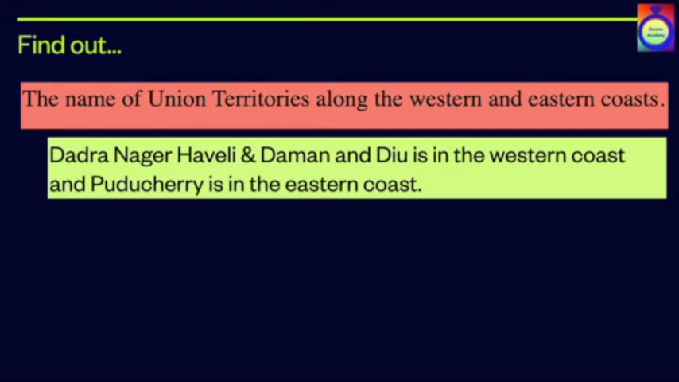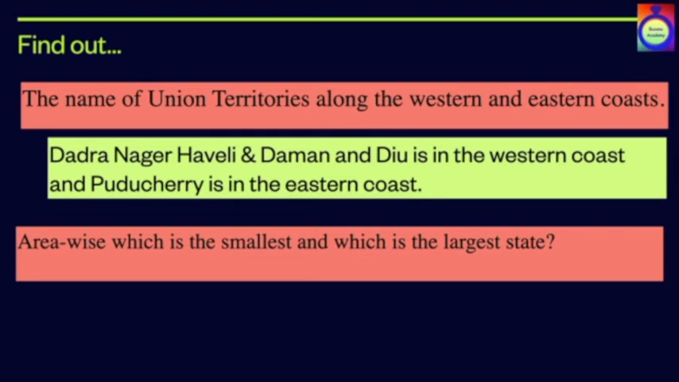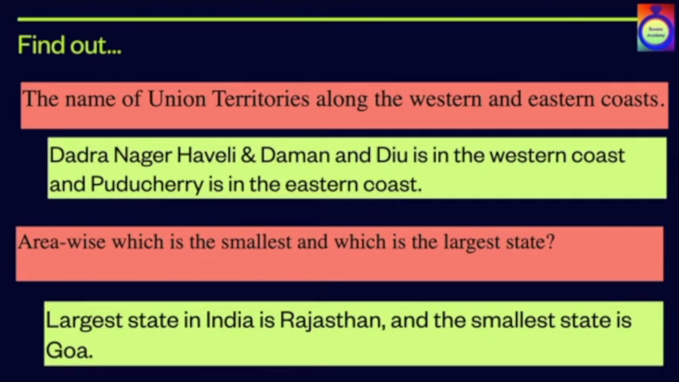Now find out question. Name of the union territories along the western and eastern coasts. In western coast, there is one union territory of our country that is Dadra and Nagar Haveli and Daman and Diu. Similarly, in eastern coast, Puducherry is the union territory. Capital of Dadra and Nagar Haveli and Daman and Diu is Daman, and capital of Puducherry is Puducherry. Area wise, which is the smallest and which is the largest state? Smallest state is Goa, largest state is Rajasthan.